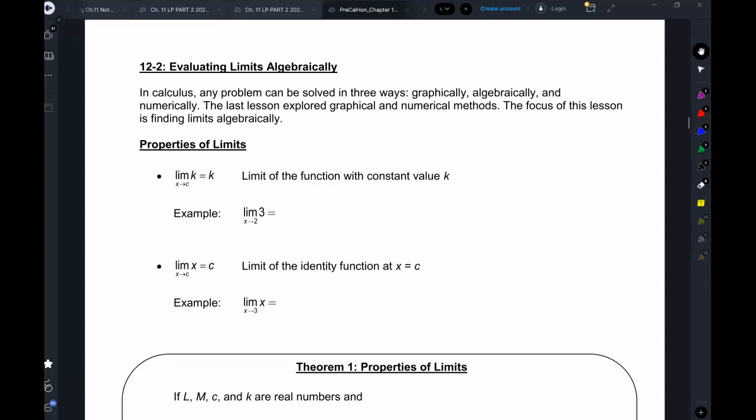Graphically is by looking at the graph. Numerically is like you just plug in points. And analytically, this is what we're going to do. Analytically is when you basically use like algebra-ish things.